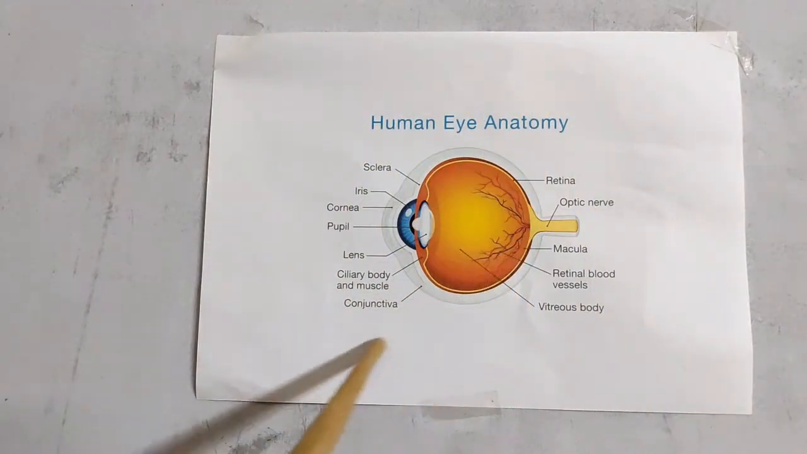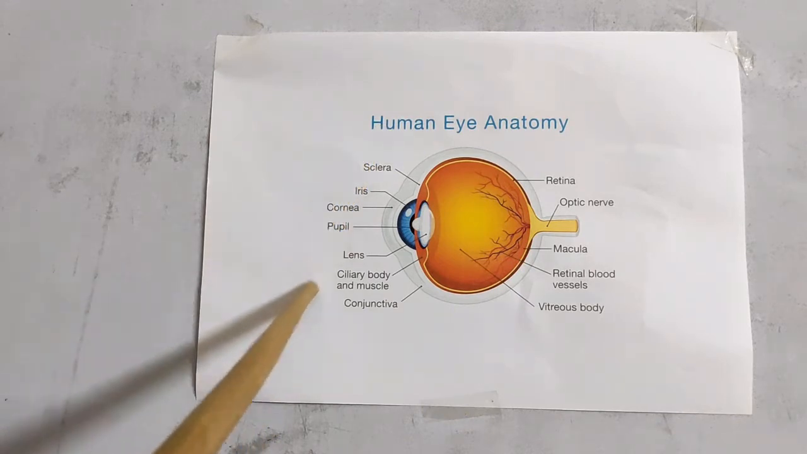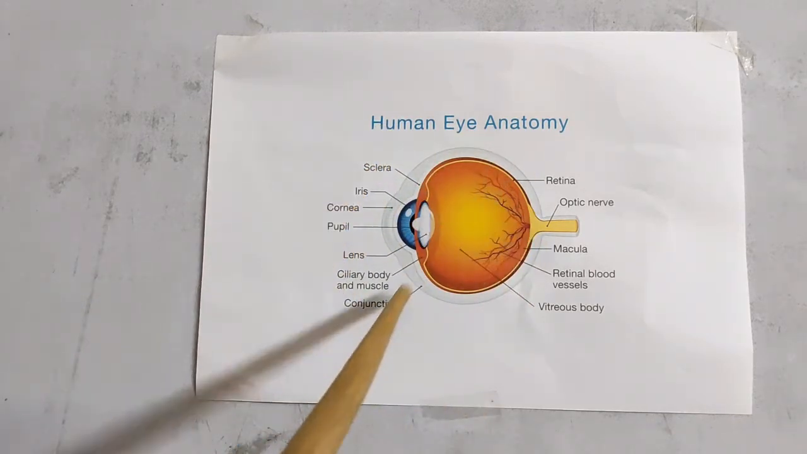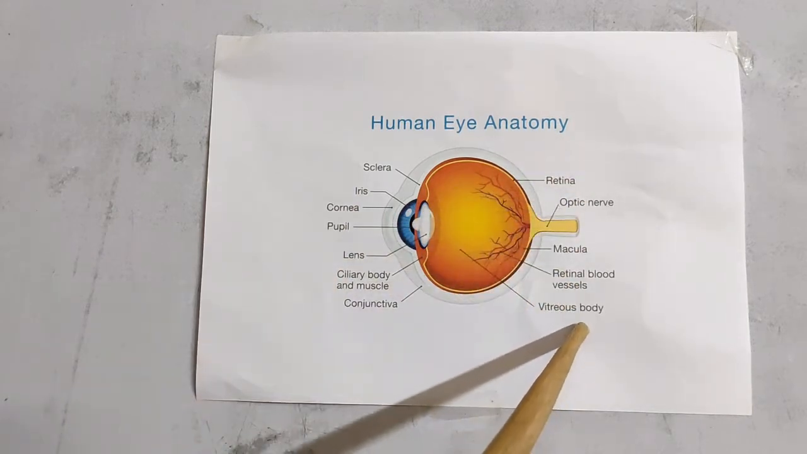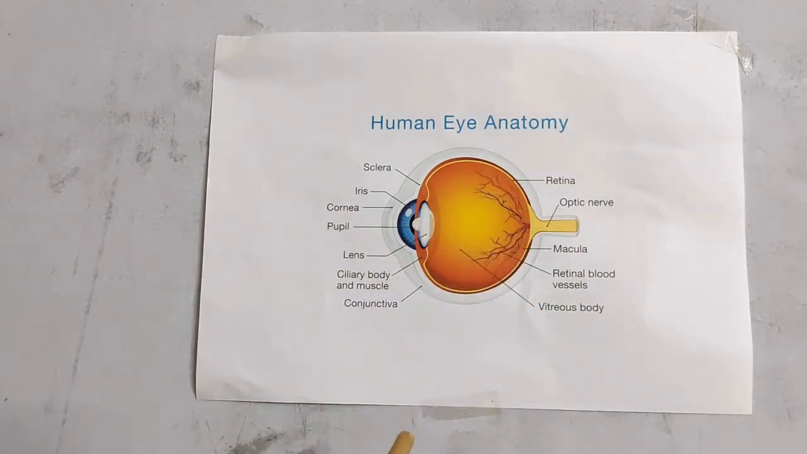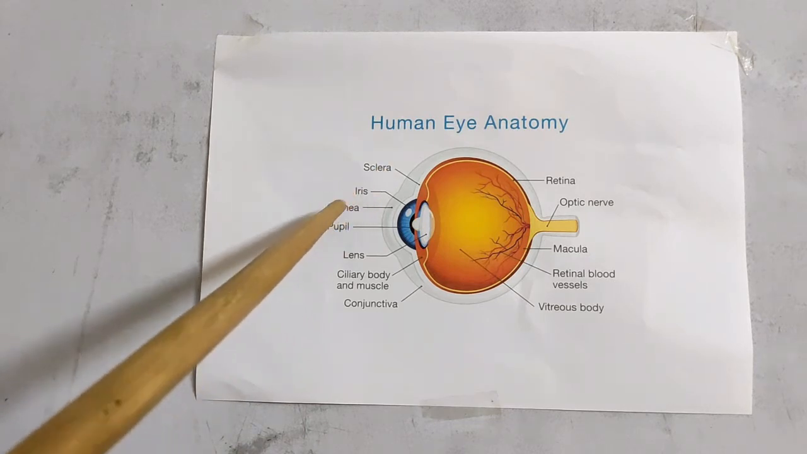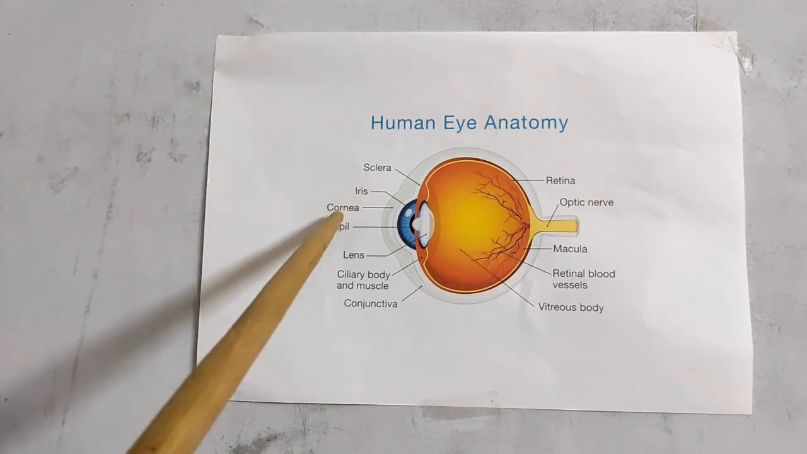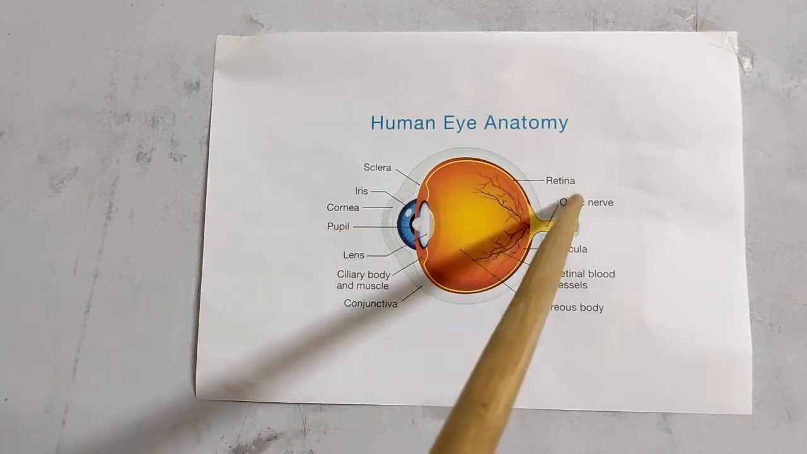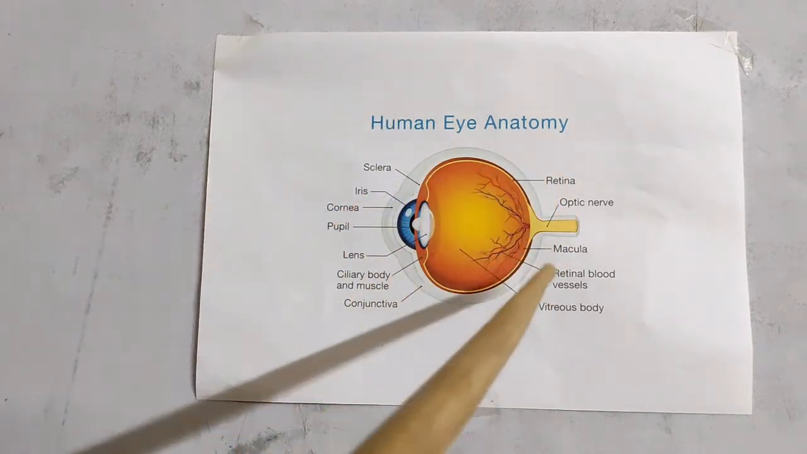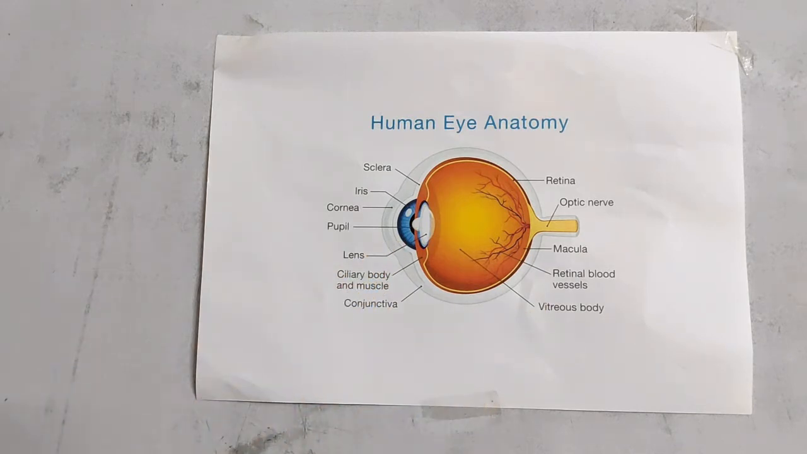So now let's understand the different parts of the human eye. I have mentioned there are so many parts, we need not remember all, only the important things we have to remember, that is cornea, lens, iris, pupil, optic nerve and retina, right? So let us understand the functions of each of these parts.